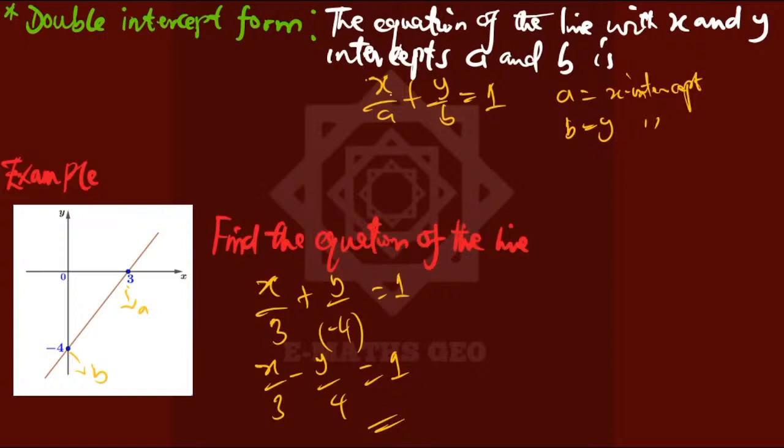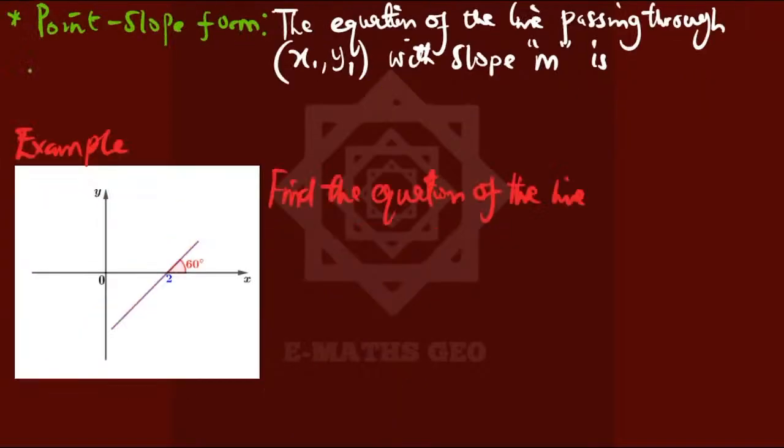Okay, the third form is the point slope form. So coming to the third one, the point slope form. We are now given the slope and also a point. So the equation of the line passing through this point with slope m is always y minus y1 equals m times x minus x1. So that's the point slope form. We are given a point and also we are given the slope.